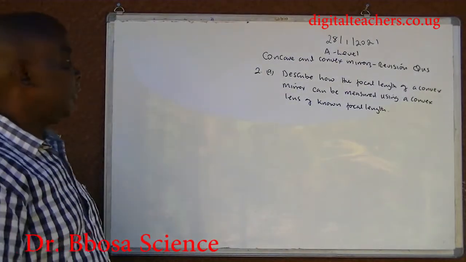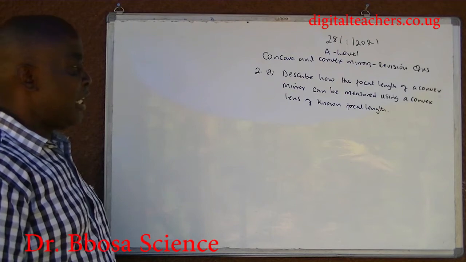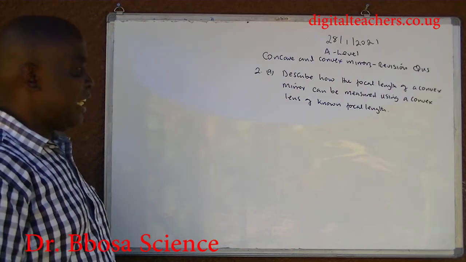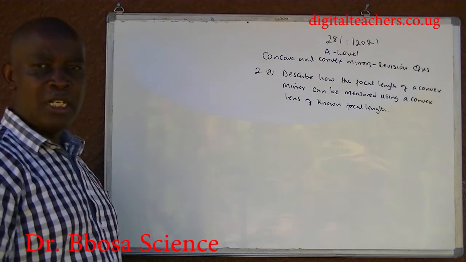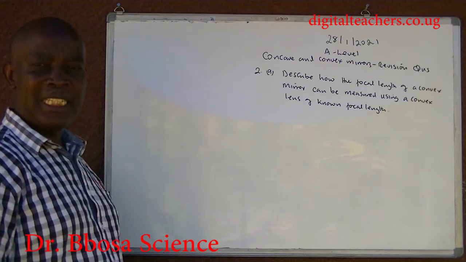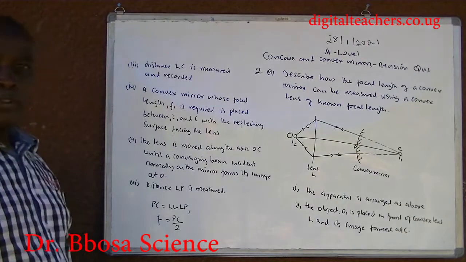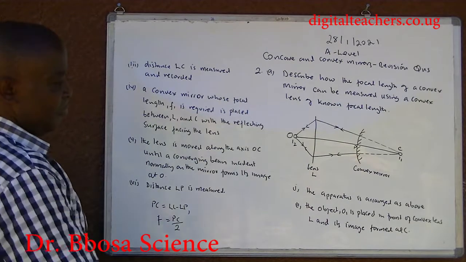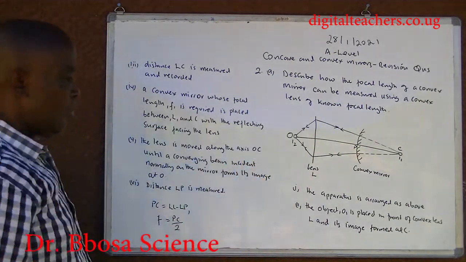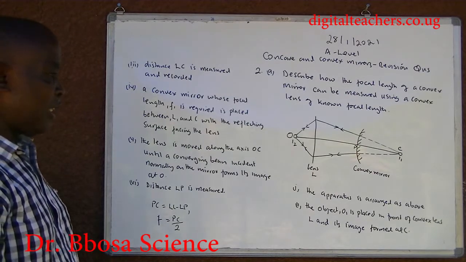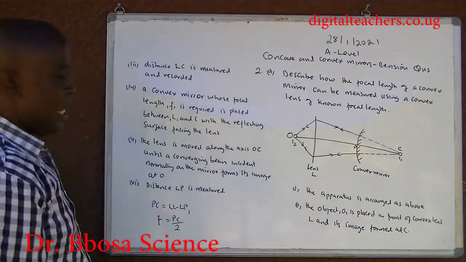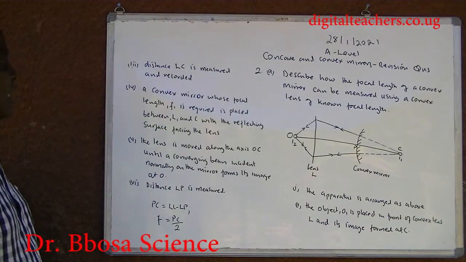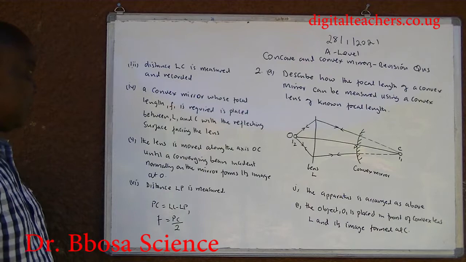Number 2a, describe how the focal length of a convex mirror can be measured using a convex lens of known focal length. You can pause and answer. One, the apparatus is arranged as above. Two, the object O is placed in front of a convex lens L and its image formed at C. Three, the distance LC is measured and recorded.